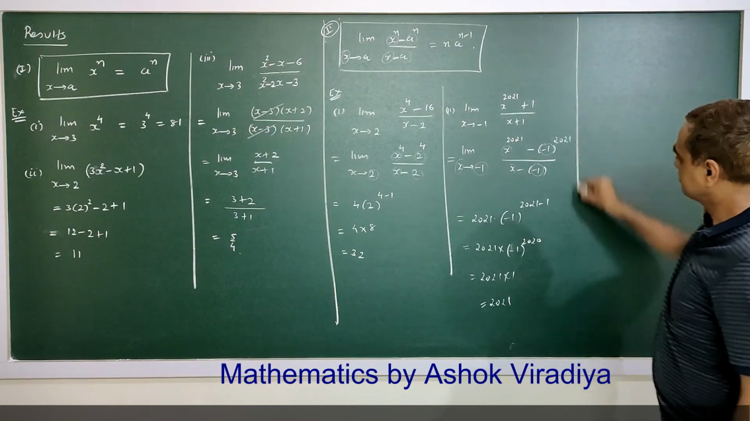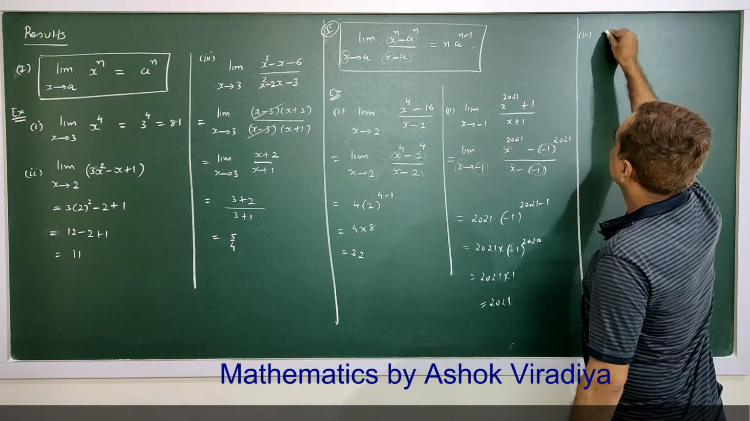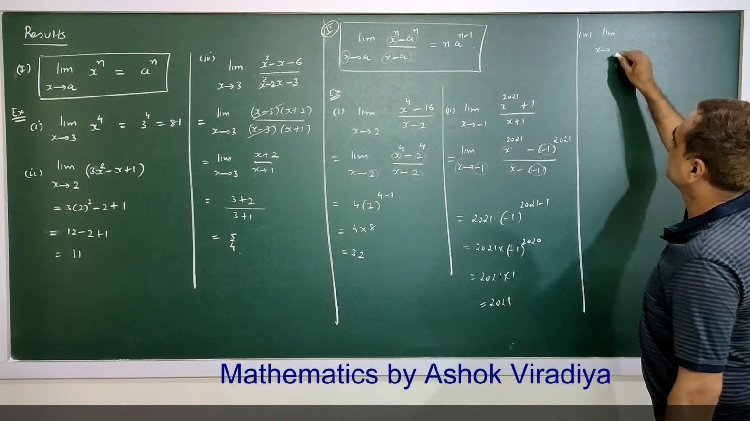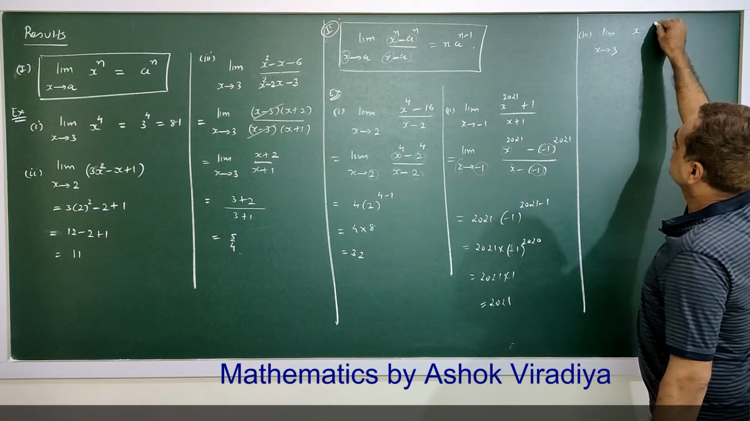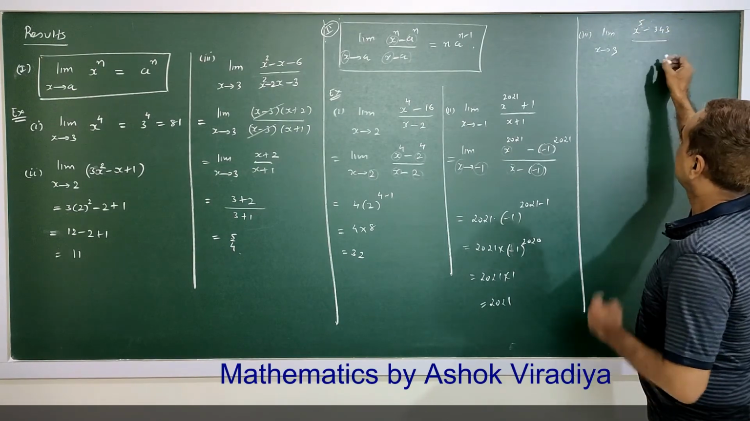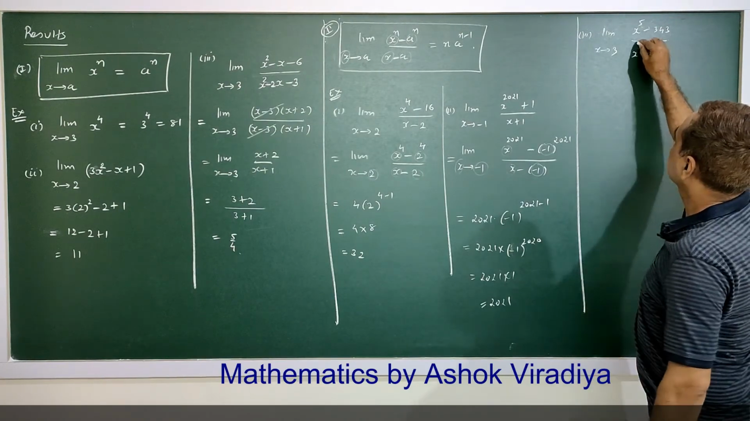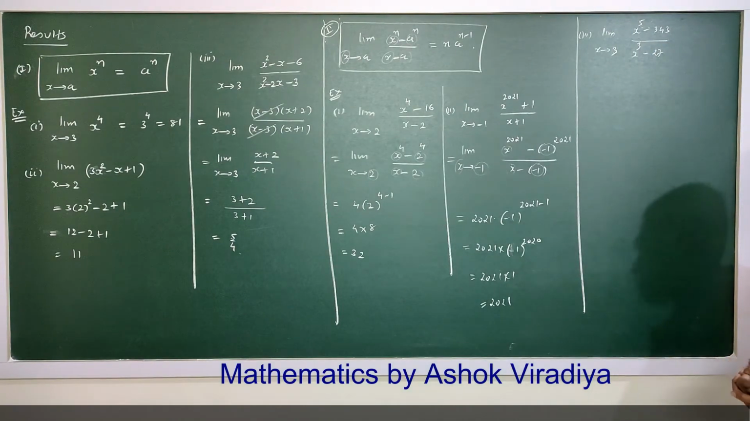One more question. Suppose limit x tends to 3 of x raised to 5 minus 343 upon x raised to 3 minus 27.